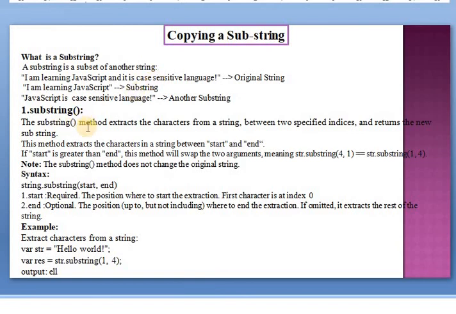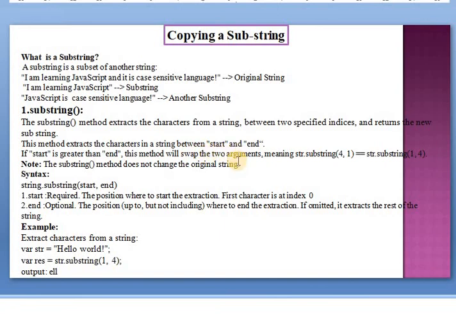A substring method extracts the characters from a string between the two specified indices and returns the new substring. Here we use two indices, start and end, in this method. This method extracts the characters in a string between start and end. If the start is greater than the end, this method will swap the two arguments.